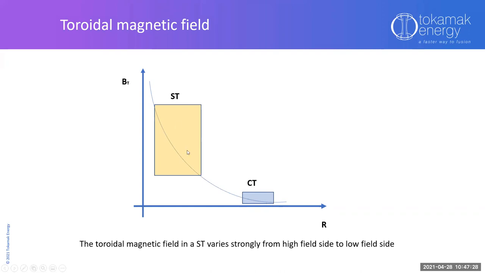However, when you go to spherical tokamaks, you have pushed your plasma very close to the axis, to the toroidal field coils' inner leg. So you see that now the difference between the magnetic field on the high field side and the low field side is much, much bigger. And this has a lot of interesting implications. I think this is one of the characteristics that we have to keep in mind. The toroidal magnetic field varies very strongly over the magnetic surfaces of a spherical tokamak, much more than in a conventional tokamak. And you can already imagine lots of implications in terms of physics.